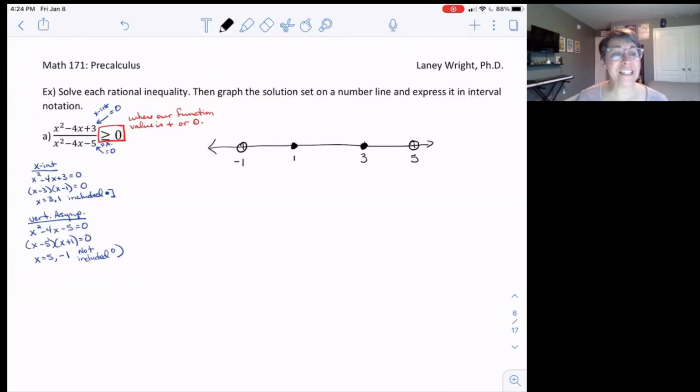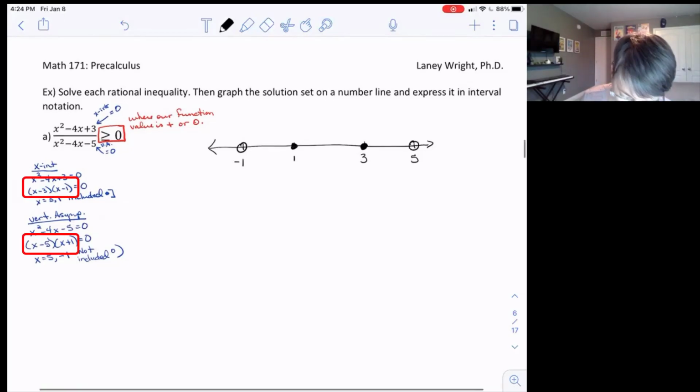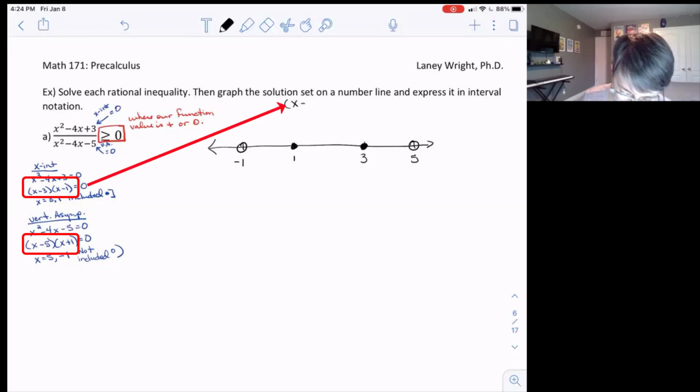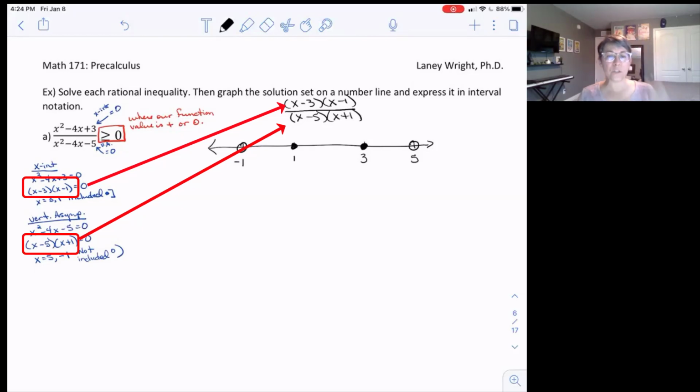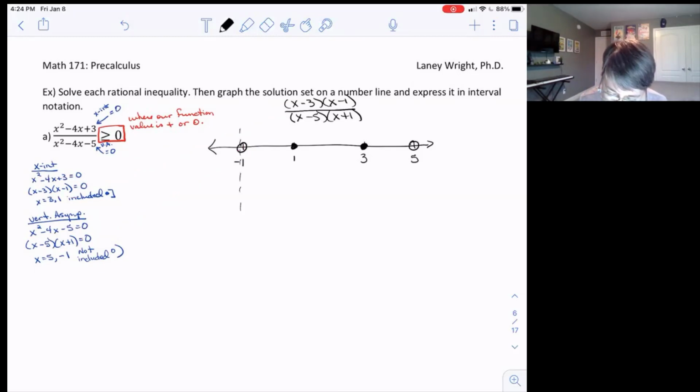Now, when we were finding the signs for these, I find it easier to use the factored form, which for the top was x minus 3 over x minus 1, divided by the bottom, which was x minus 5 times x plus 1. And it's easier to look at each of those and see if you're multiplying a positive or negative to come up with the sign. So let's split up into our intervals. So this time we get 1, 2, 3, 4, 5 intervals.